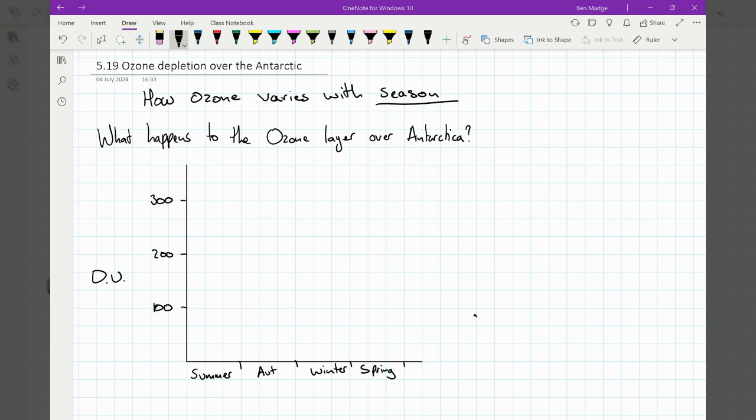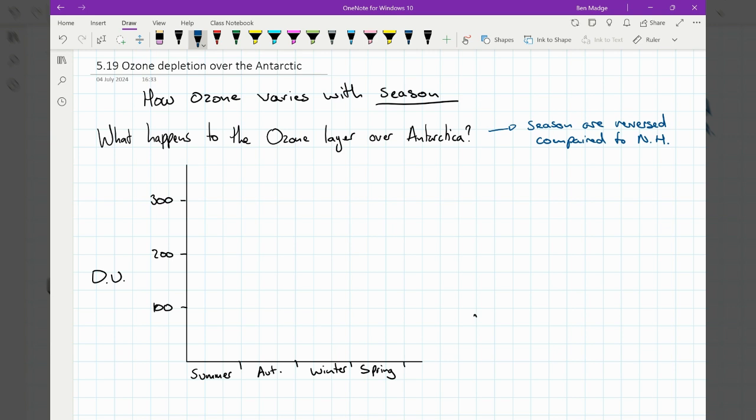One thing to remember is we are talking about Antarctica. So our seasons are reversed compared to the northern hemisphere. Okay, so when it's winter in the southern hemisphere, it's our summer, and when it's summer in the southern hemisphere, it's our winter.